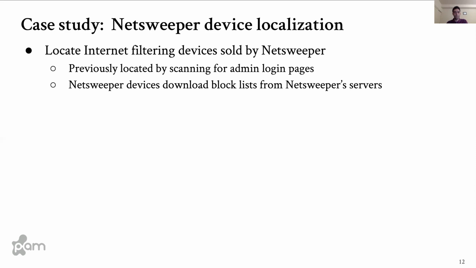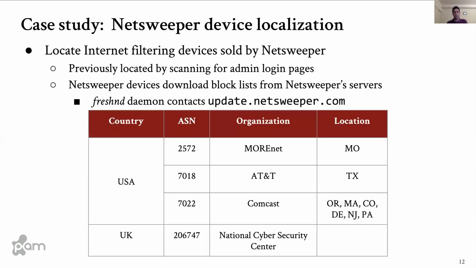We can perform DNS cache probing to localize these devices because NetSweeper devices communicate with NetSweeper servers to download a set of block lists. This is done using the FreshND daemon that contacts NetSweeper's update domain. We consider a backend to have NetSweeper activity if there were cache hits for the NetSweeper update domain on at least 6 out of the 7 days of our scan. This table presents some of our results, and you can find more about them in our paper.